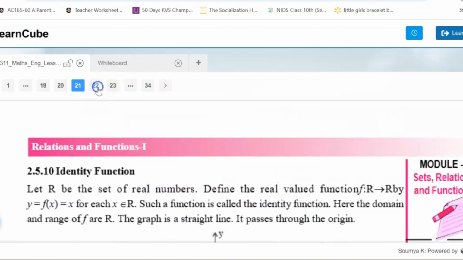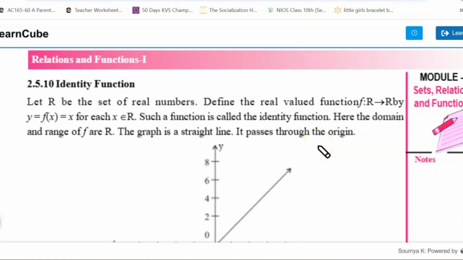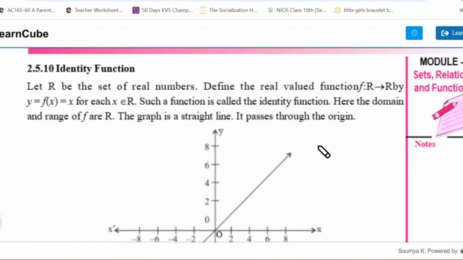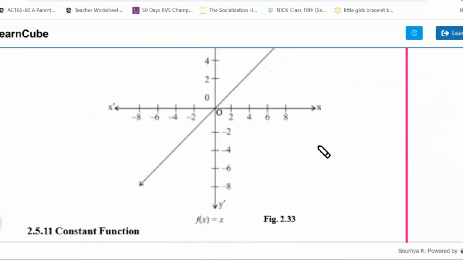Next function that we are going to see is identity function. Identity function, it passes through the origin. Graph of the identity function passes through the origin. It looks like this form, and then R is the set of real numbers, and a real valued function is defined from the given set of real numbers to that particular real number itself. So that is identity function, and the domain and range are the real numbers itself, and it is a straight line. The graph that you get will be a straight line like this, you can see in the picture, and it always passes through the origin.